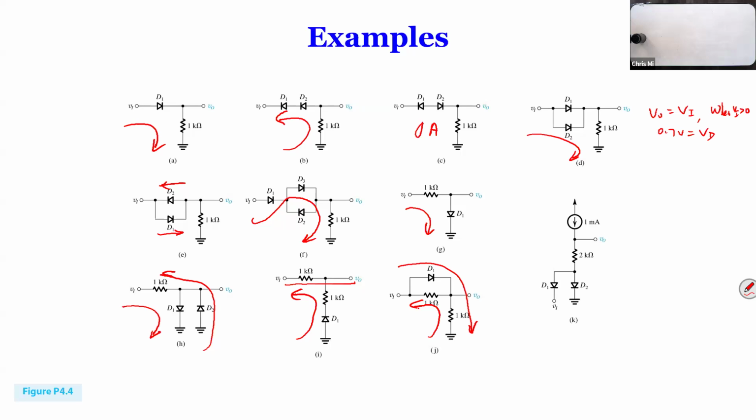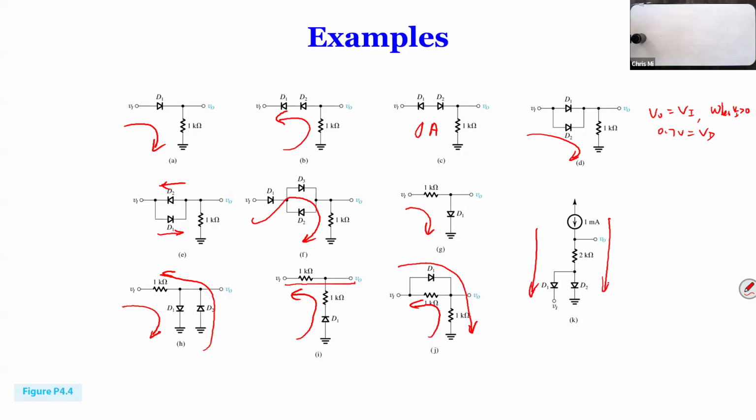And finally, we have this picture here. It says 1 milliamp, so both diodes can conduct. They're in parallel, so the current in each diode is going to be half. And then the 2 kilo ohms across 1 milliamp, and VO is going to be like 2 plus something.